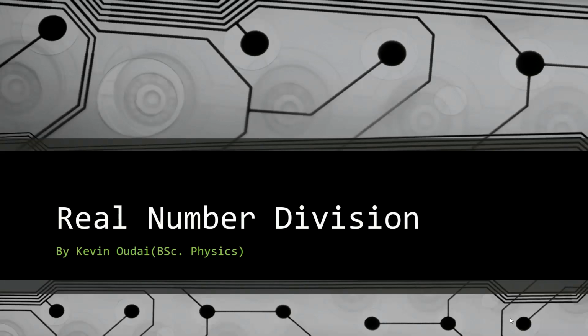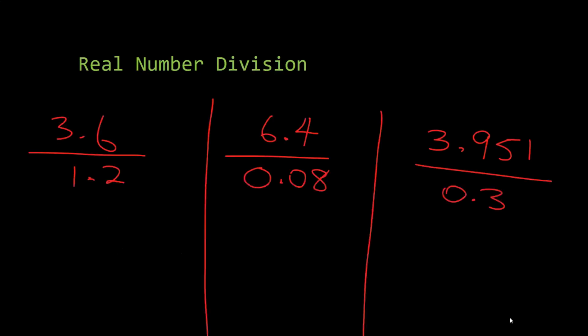Real number division is going to be the exact same thing as whole number division. There's a minor difference, obviously. I have a decimal point again. But what you have to do this time is try and figure out how many places you would have to move that decimal place to make the number underneath into a whole number.